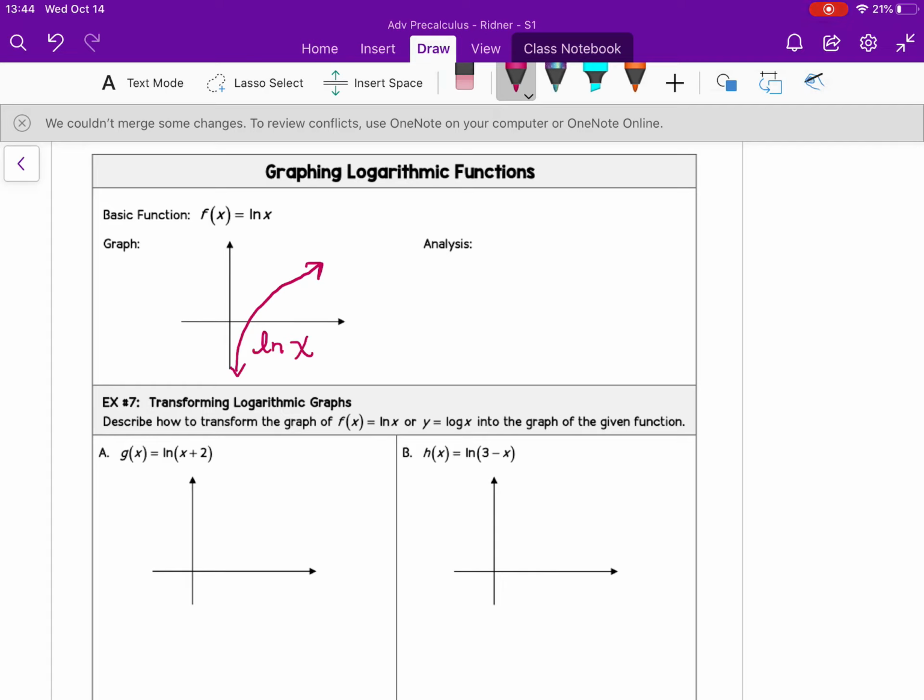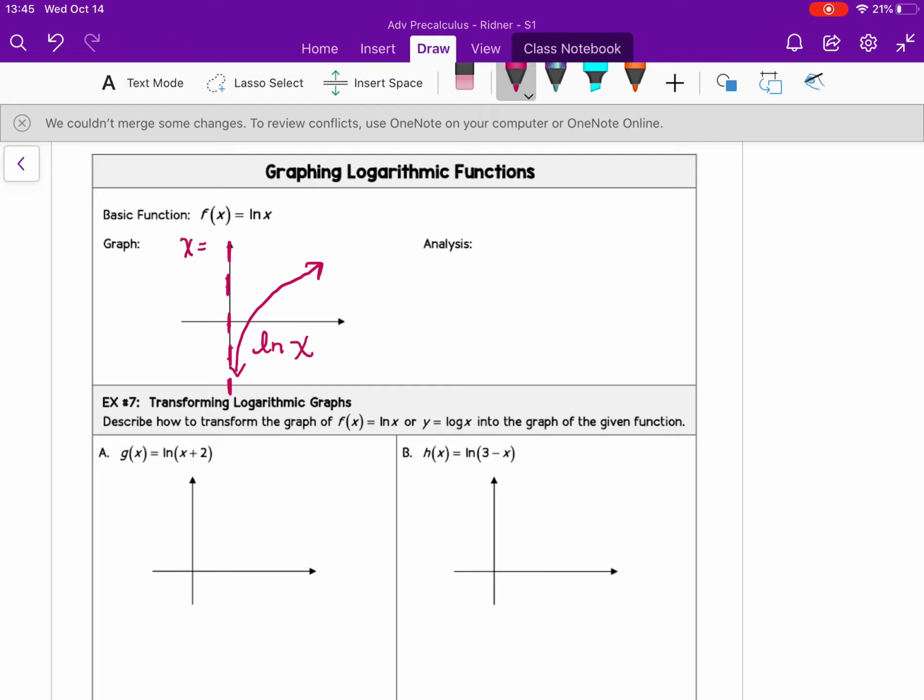I have a couple of options to graph ln of x. I could use my calculator. I could graph e to the x and then make the inverse. I could make an xy table. Any of those things would work, but I would realize that there's an asymptote here.